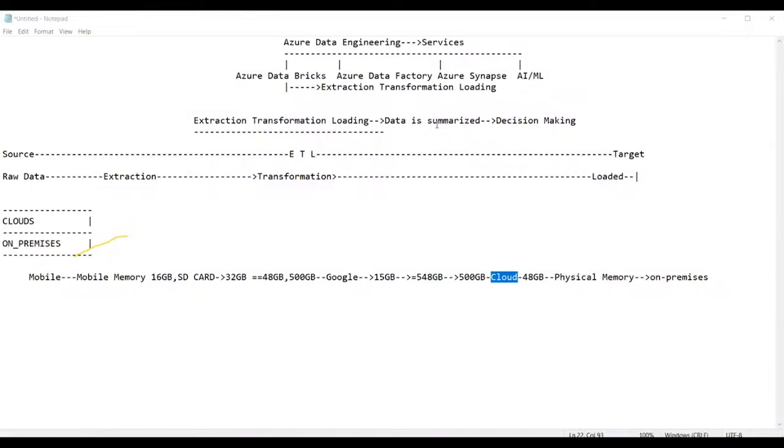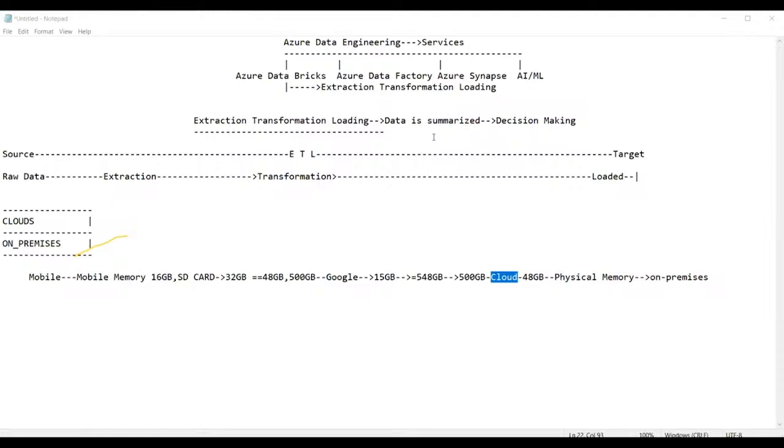Suppose tomorrow you have traveled to another country, suppose the United States of America, and did not take your mobile phone. Can you get this Google Drive memory saved to your mobile phone even after reaching the USA? Of course, that means the access is possible irrespective of the location. So we can say that we can access this data stored in Google Drive from anywhere in the world.